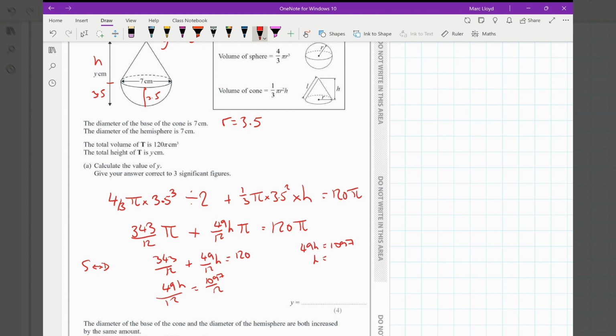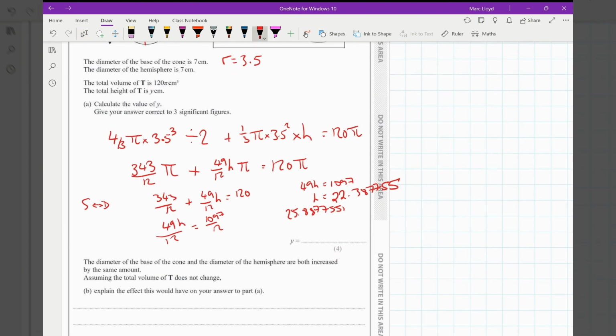Then 1097 divided by 49 gives us, well, that's hilarious, I'm going to round it now, 22.387755. Remember, I'm adding on that 3.5 because that height I found is just the height of the cone. So I'm going to add that 3.5 and then I'm going to get 25.88775551. To 3 significant figures means it's going to go to 1 decimal place, so 25.9.